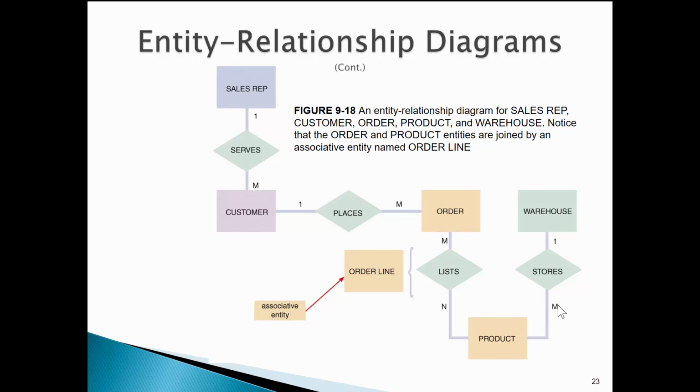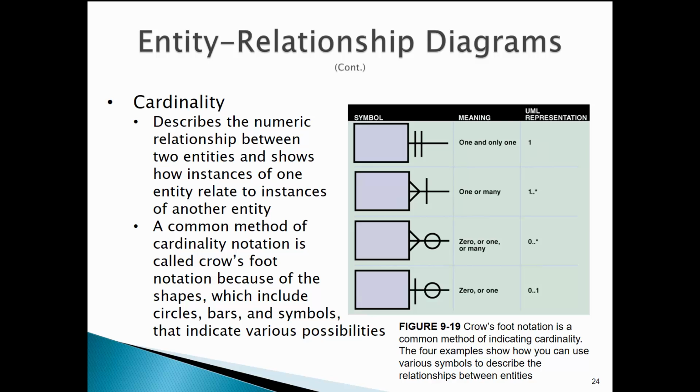So here's an example of a more complex entity relationship diagram. We can see that one sales rep can serve many customers. One customer can place many orders. One order can list many products. And then, of course, many products are stored in one, so there's that reverse order we talked about, warehouse.